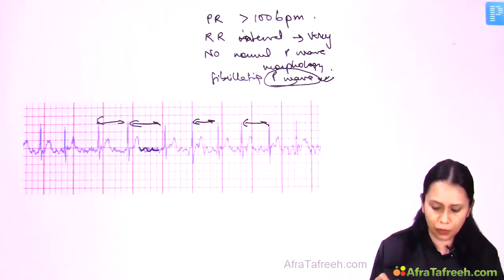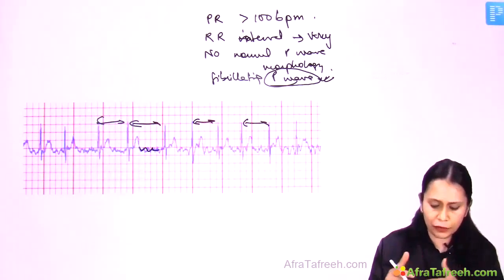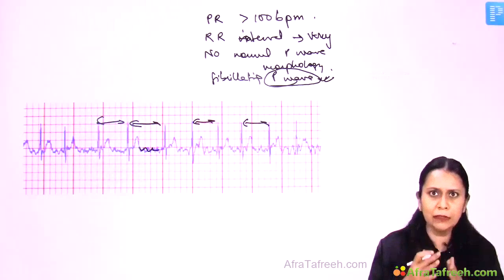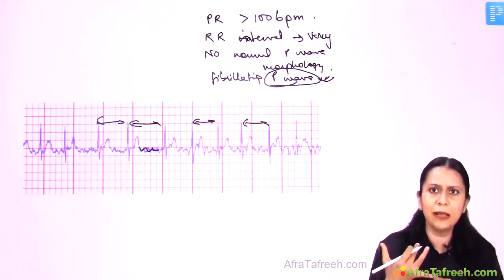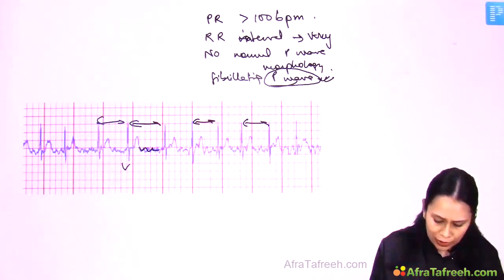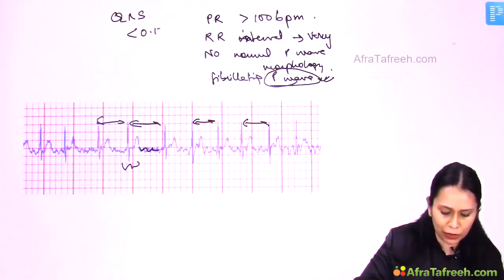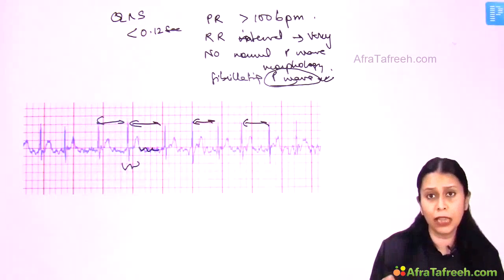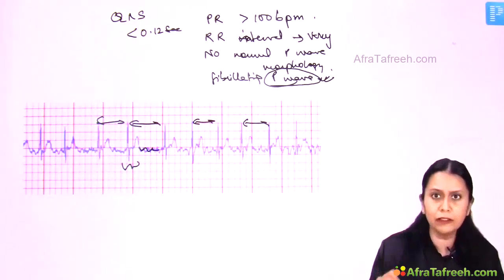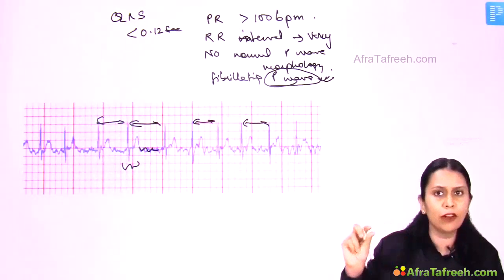Got my point? Okay. So as I told you, in atrial fibrillation, first thing, the pulse rate should be high. QRS complex should be narrow, less than 0.12 seconds. This is a narrow QRS complex tachyarrhythmia. The RR interval would vary. No normal morphology of P wave, rather fibrillating P waves.